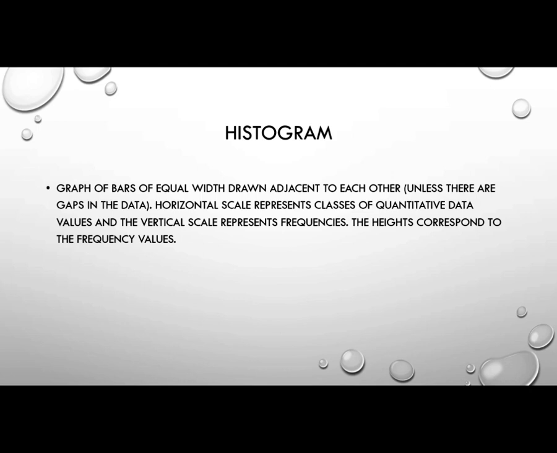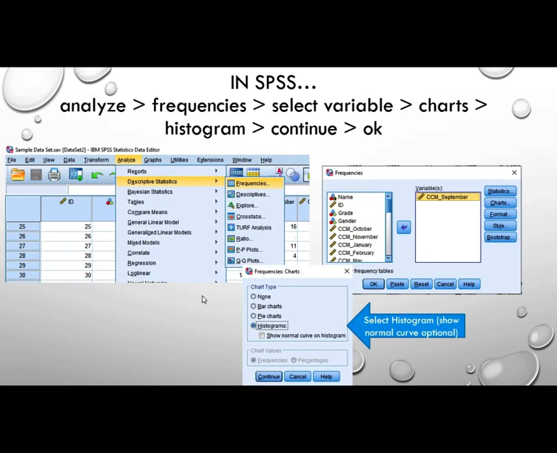Okay, so what is a histogram? It's a graph of bars of equal width drawn adjacent to each other unless there are gaps in the data. On the horizontal scale, it represents classes of quantitative data, so that left-hand column, data values, and the vertical scale represents the frequencies. The heights correspond to the frequency values. So that sounds complicated, but in a picture I will show you.